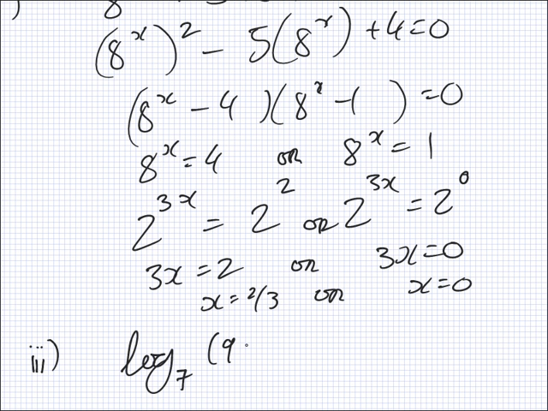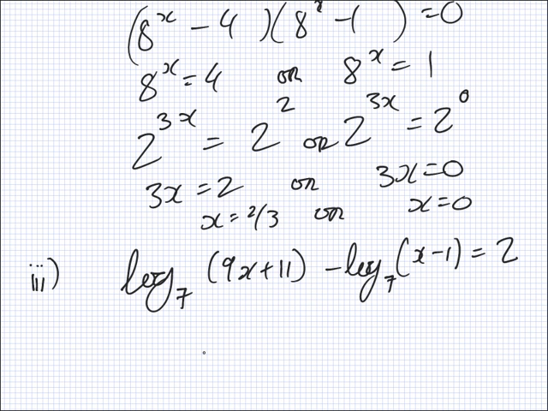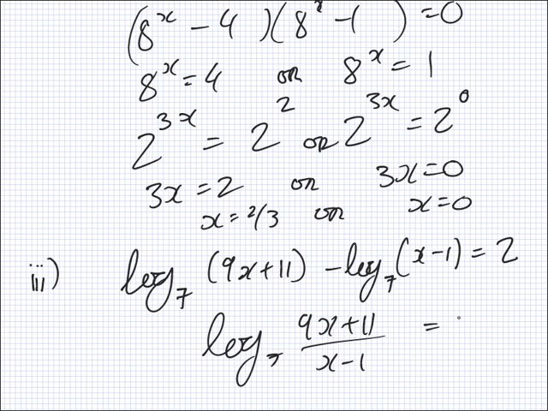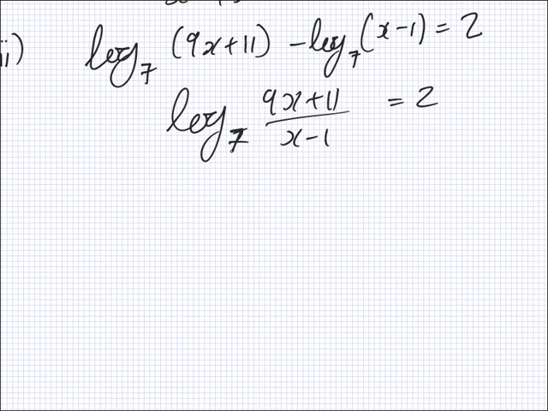Log base 7 of 9x plus 11, minus log base 7 of x minus 1, equals 2. What should I do first here? Which rule of logs is that? The second rule. Log base 7 of (9x plus 11 over x minus 1) equals 2. Now what's next? You know 7 to the power 2 is 49.